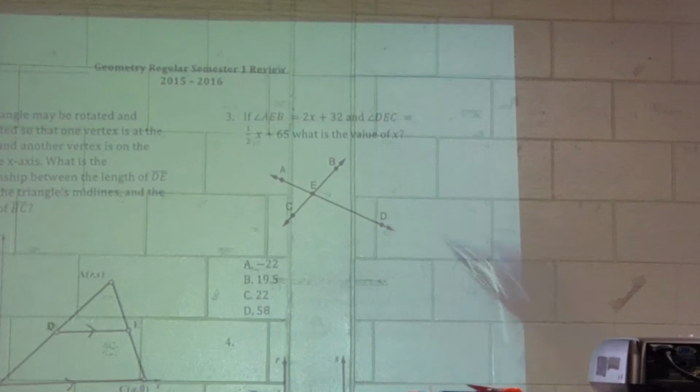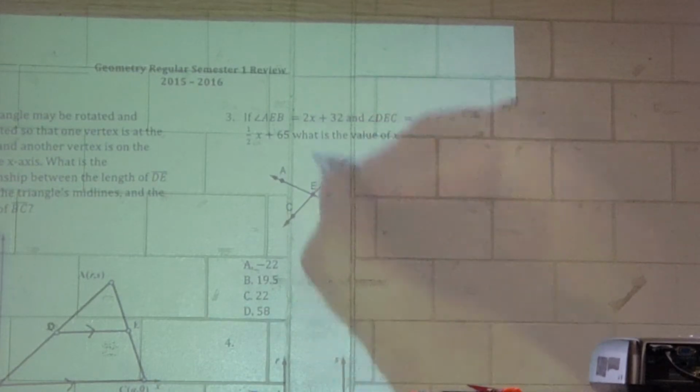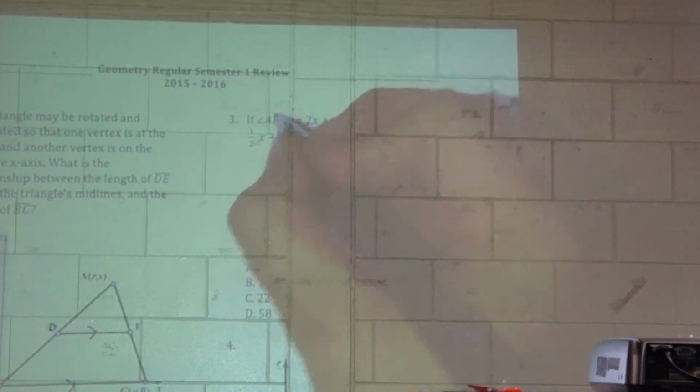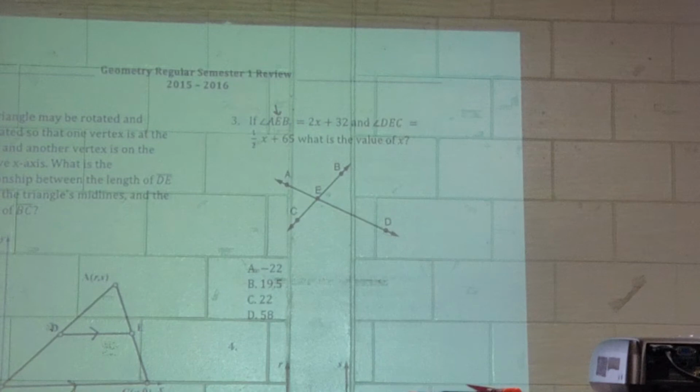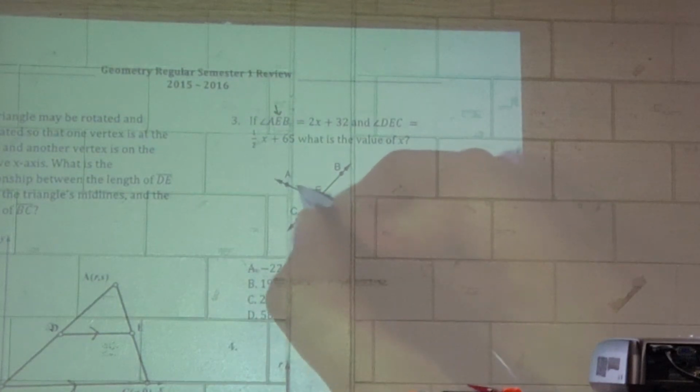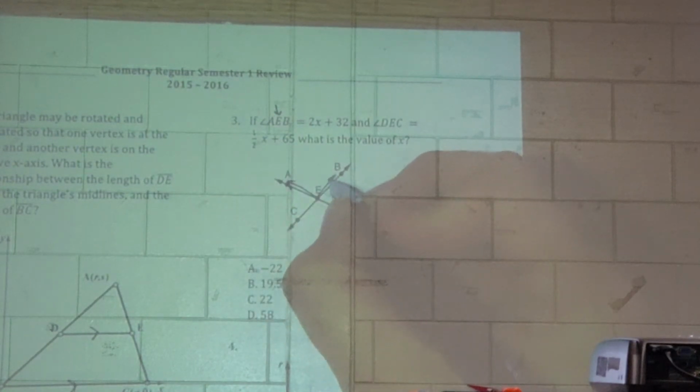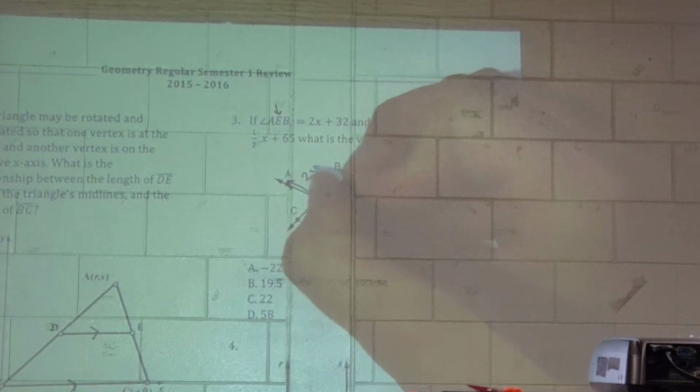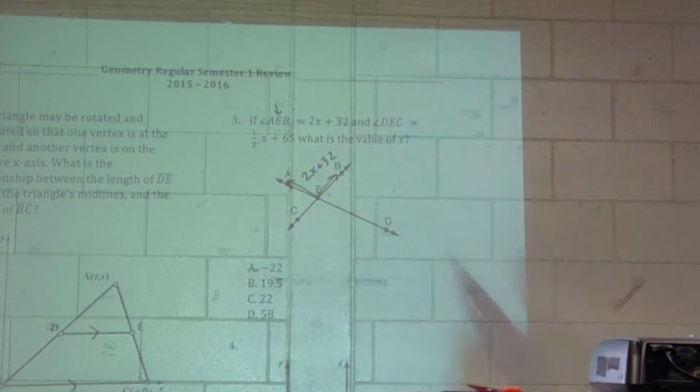All right, over here it says, if angle AEB is 2x plus 32, immediately before I go anywhere, I'm going to write that in here. AEB is this angle right here. Remember, you focus on the middle letter because that's the vertex. So here's E going out towards A and going out towards B. So this angle right here is 2x plus 32. I'm going to write it right in there.